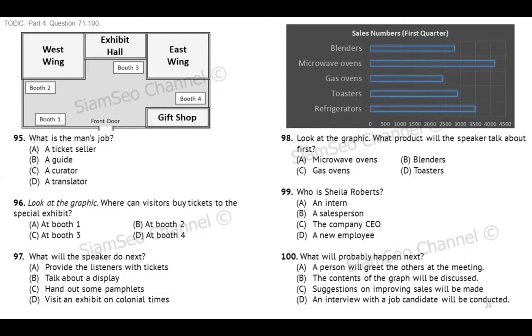Number 96. Look at the graphic. Where can visitors buy tickets to the special exhibit? Number 97. What will the speaker do next?